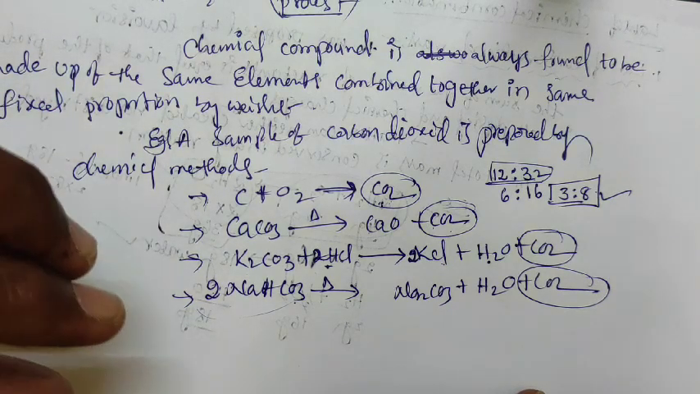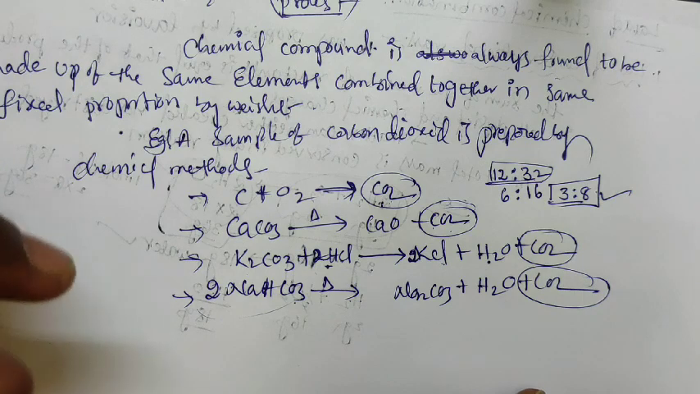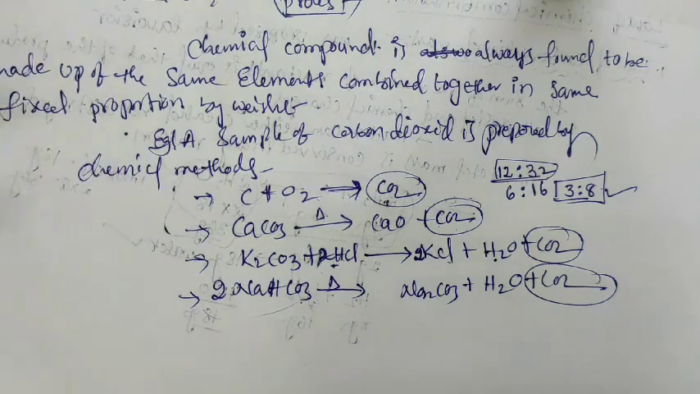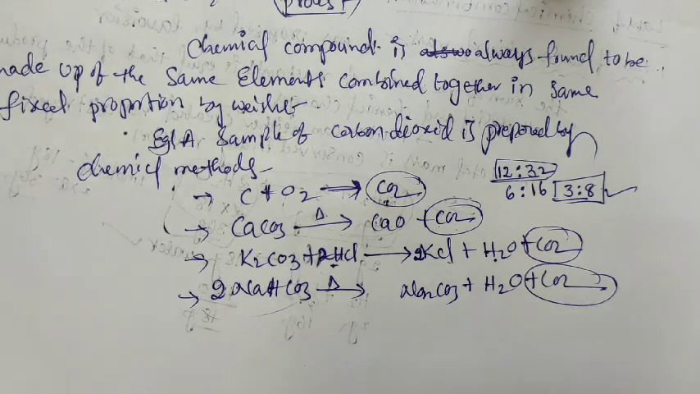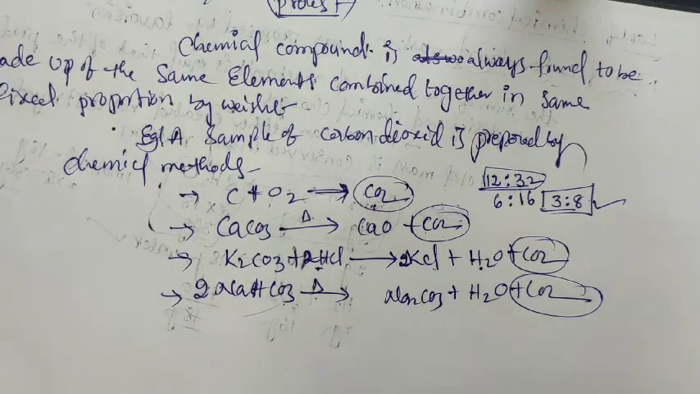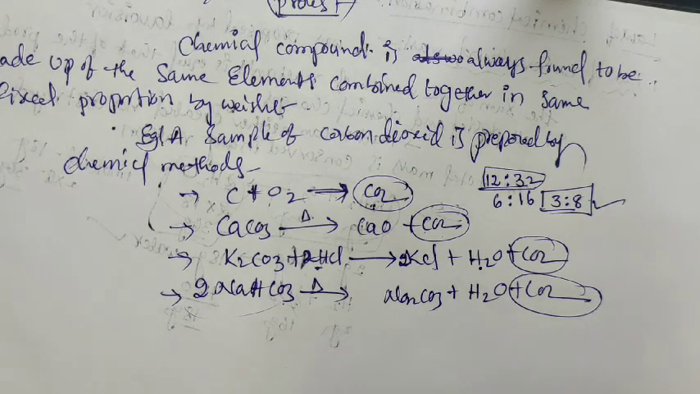So here CO2 weight is 12 plus 32, that means 44 grams. In America also CO2 weight is 44 grams only. So this is the constant proportion, anywhere, any method of preparation. Whether two elements or four elements, whatever the element composition, that composition is always fixed. That is the law of constant proportion, proposed by Proust.